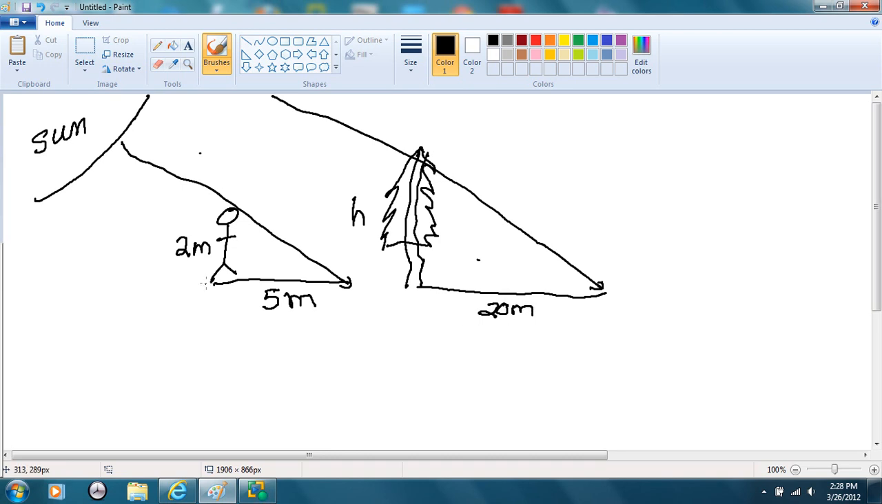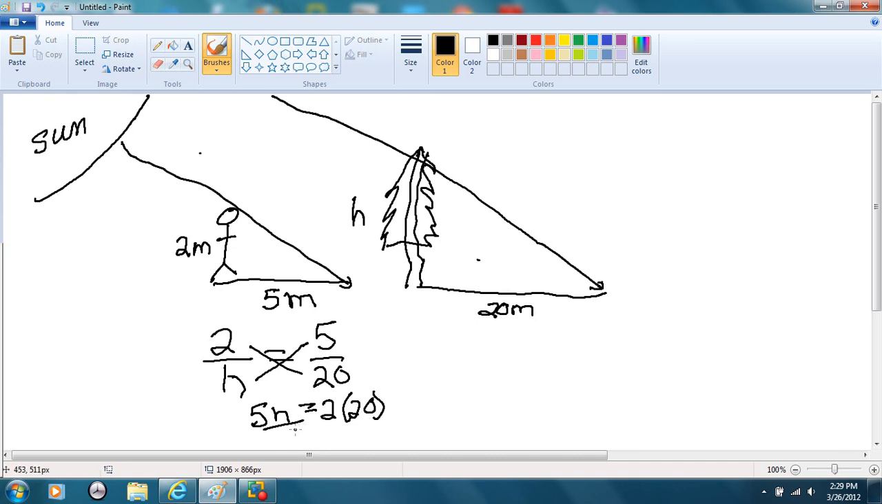Okay, so we can set up a proportion here. We can do it in a couple ways. We'll do it this way. We'll go 2. I'll leave out the units, although you could put them in and it would be fine. So 2 is to H. So 2 over H is equal to 5. This side corresponds to 20. 5 over 20. Okay, we use cross products. We get 5h is equal to 20, or 2 times 20.